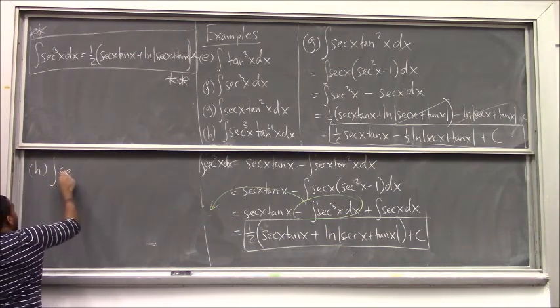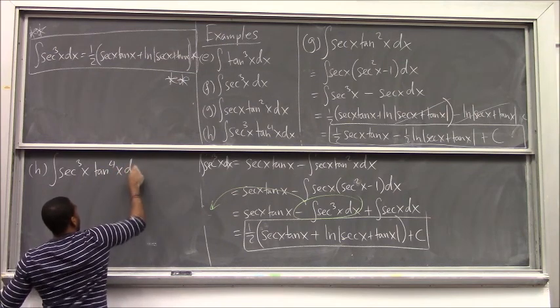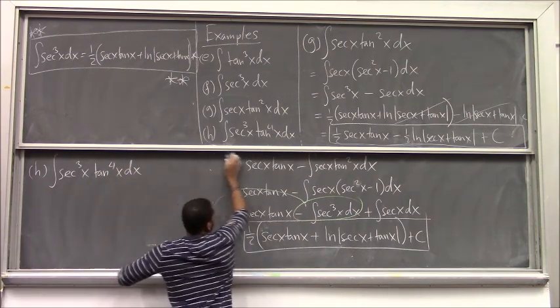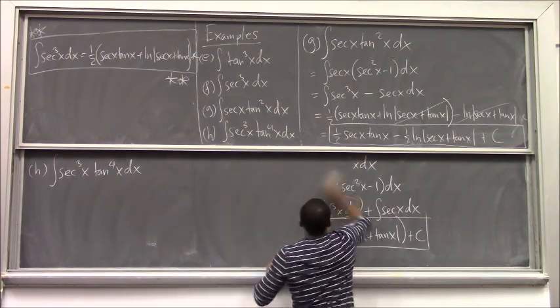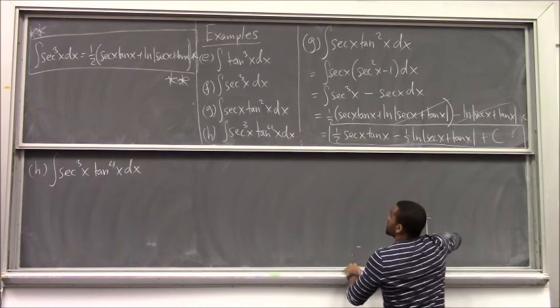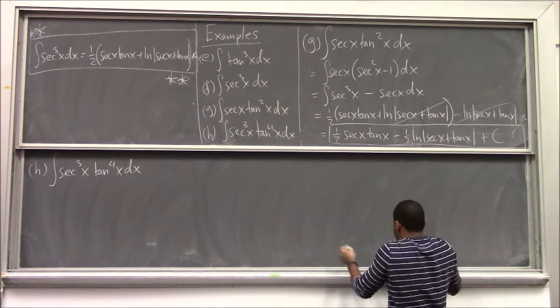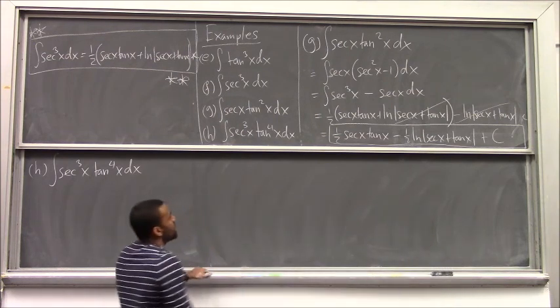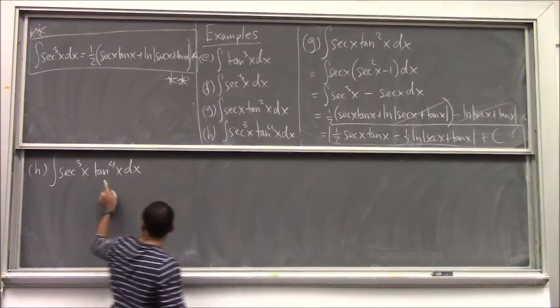Well, we just found out the rule for secant cubed, but it's multiplied by a tangent to the 4th. Why don't we change the tangents to secants? You would change the tangents to secants? What would you try? What would actually happen if you do that? So tangent to the 4th, how would you change that to secants?